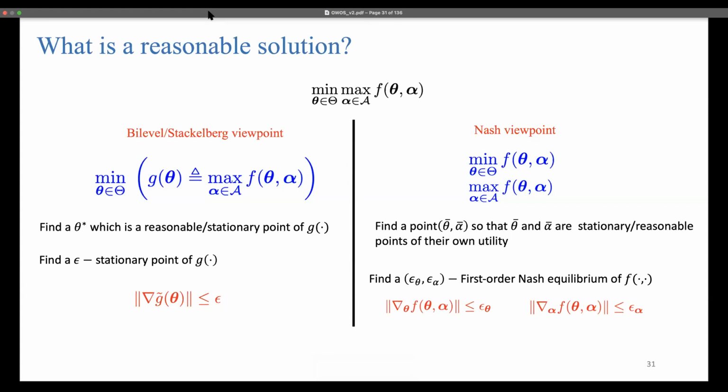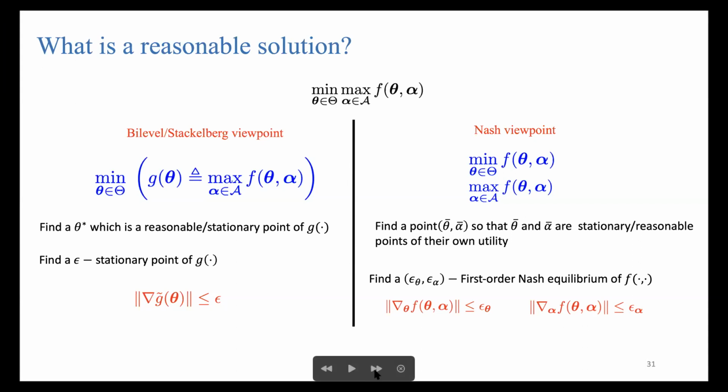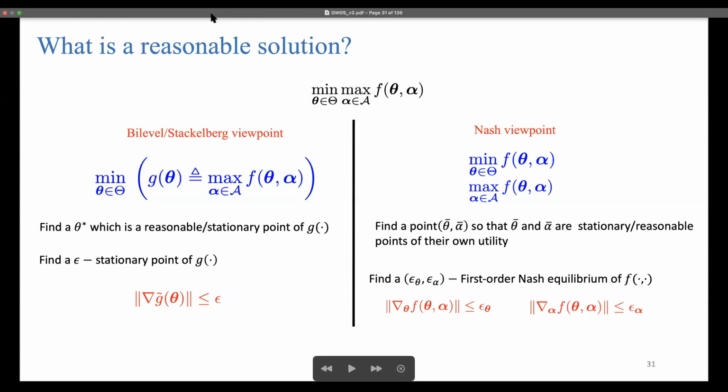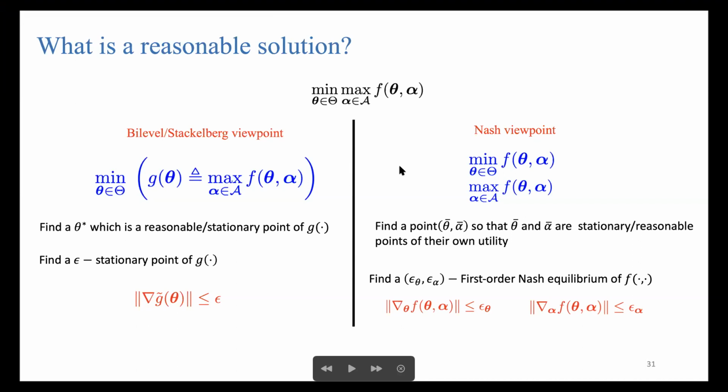So basically, maybe I missed something, but is the problem of finding a stationary or equilibrium point in the full non-convex setting, when we don't have any additional assumptions, for example that alpha is a singleton, still an open problem?